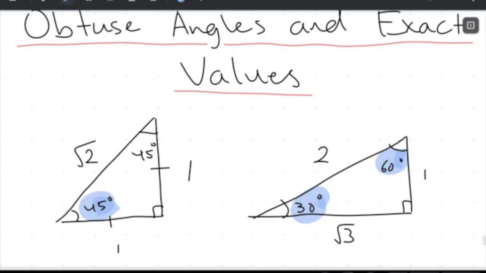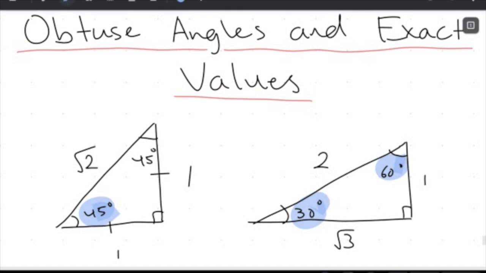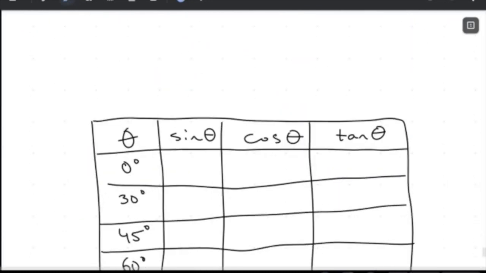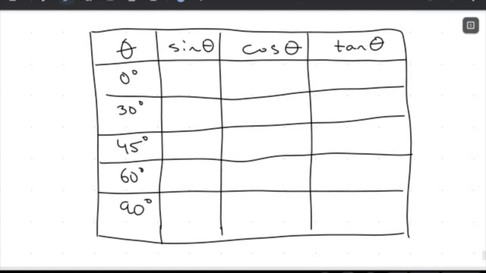So in this video, we're not going to get into that too much. We're just going to introduce these ratios and figure out the exact ones using SOHCAHTOA, which we've been doing before. And we're going to fill out this table with a bunch of significant angles here, ranging from 0 to 90 degrees. So let's get straight into it.